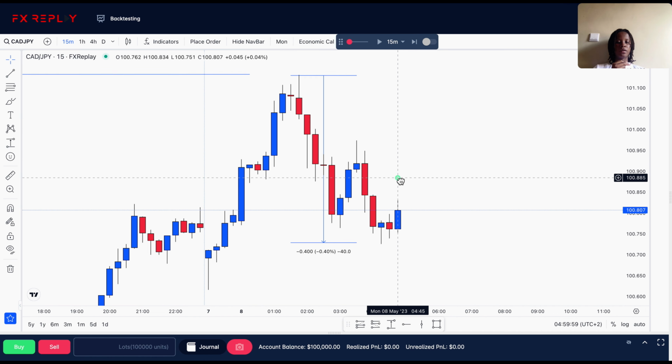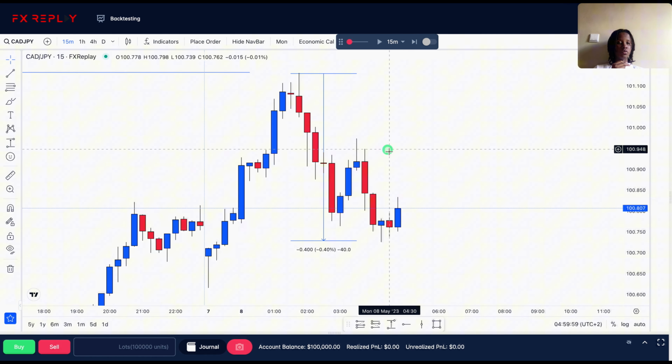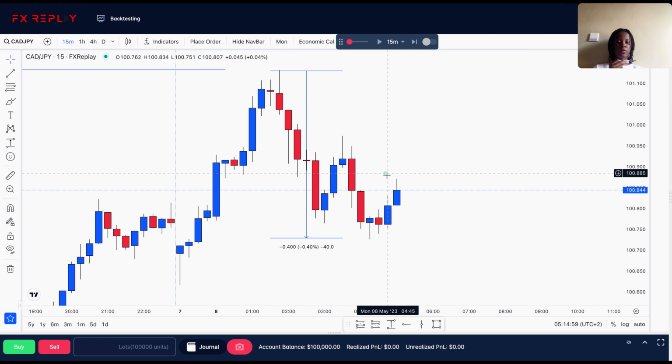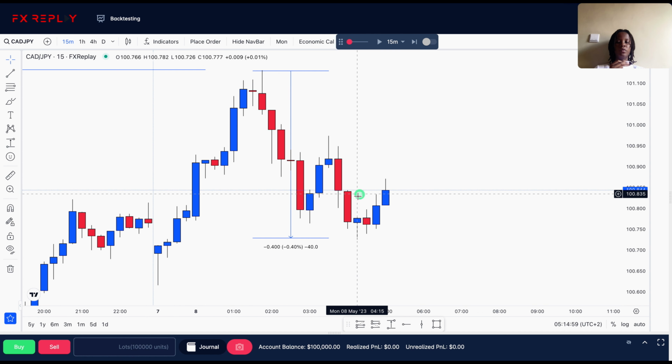Also, you need to see the time. The time that I always look for entry is from 5 GMT plus 2 to 7 GMT plus 2. So you can see here, this is 4:45. Let's go to another candle. Yeah, there is 5. But from here, we already have a W pattern. Remember, a W pattern is made up of 4 candles: down, up, down, and up. So this is our W pattern already.